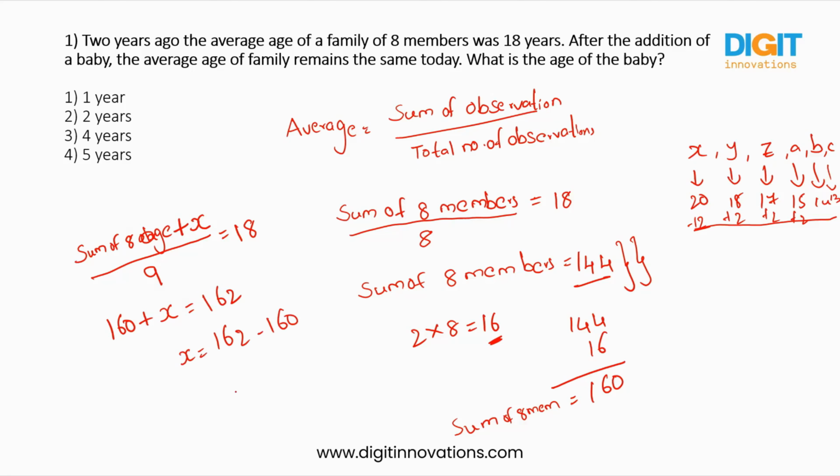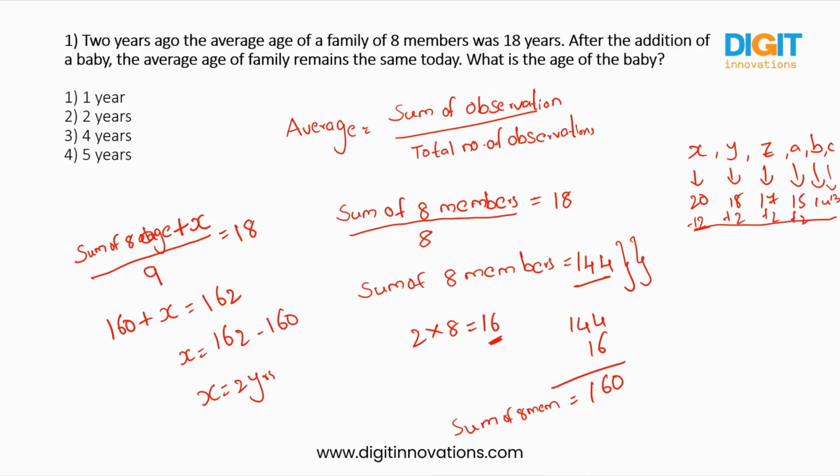So the present age of baby is 2 years. We're just going to use the average formula here. All are familiar with the average formula, so we are just using that familiar formula. The logic is, they are given the average of 8 members 2 years ago. So we calculated the past sum of the eight members' ages, and we are taking that sum of 8 members' ages into present age.